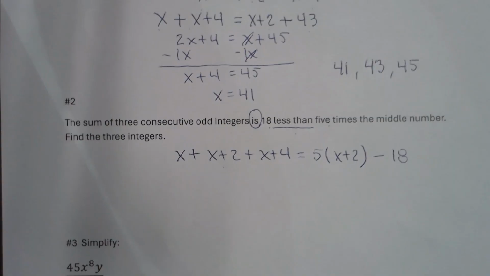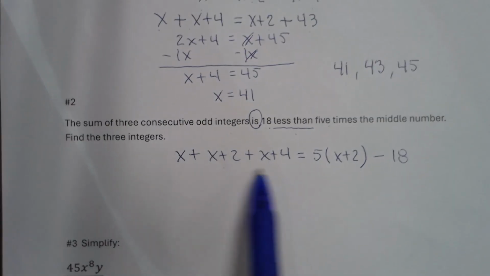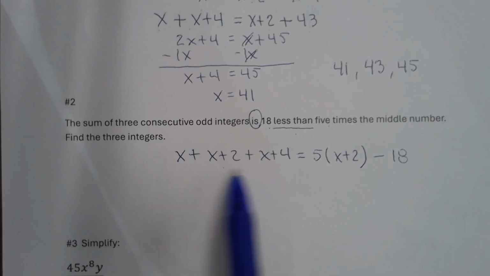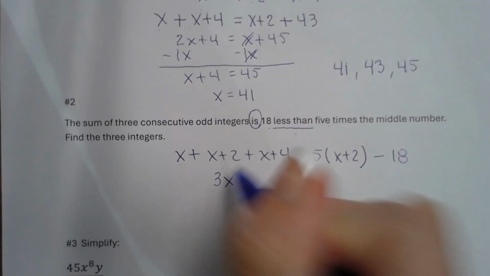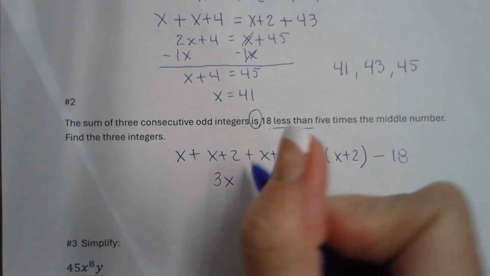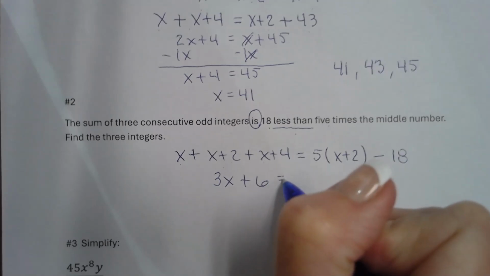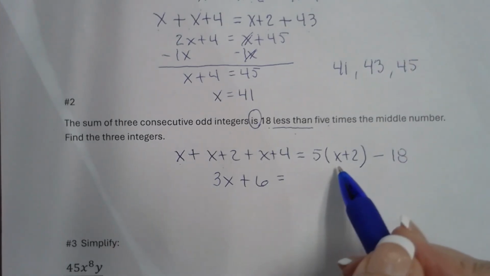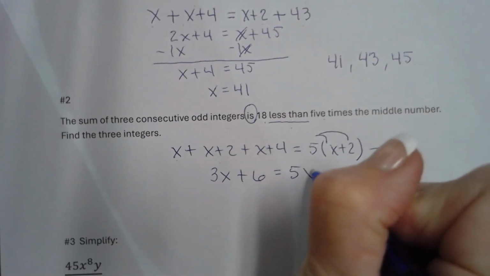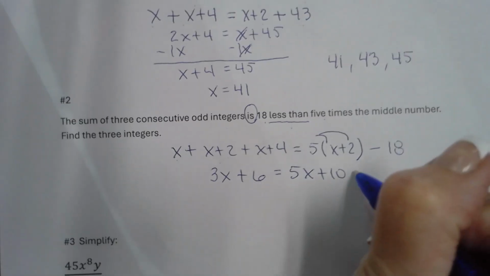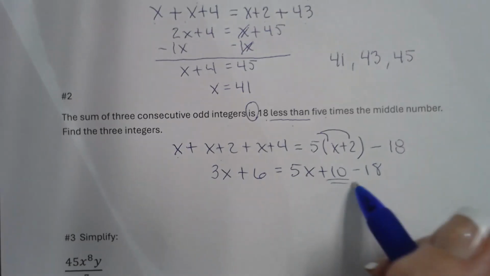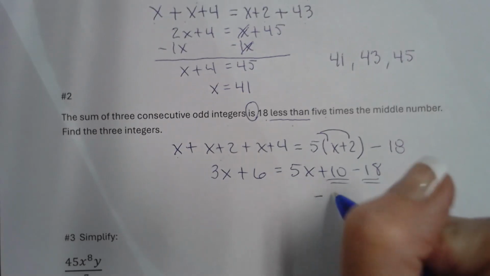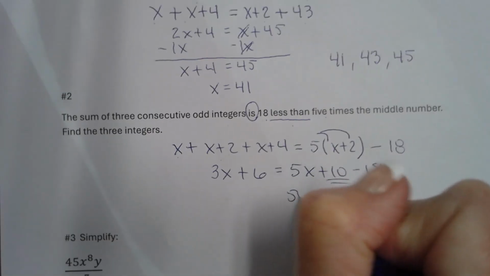I'm going to do 2 steps on one line. I'm going to combine like terms here. So I've got a 1x, a 1x, and a 1x. That's a 3x. I'm going to combine a 2 and a 4 to get 6. Bring down the equal sign. I'm going to go ahead and distribute. When I distribute, I get 5x plus 10. I'm going to bring down my minus 18. Now I can combine like terms here. 10 minus 18 is negative 8. I'm going to bring everything else down.